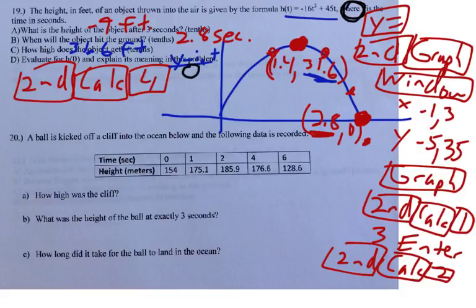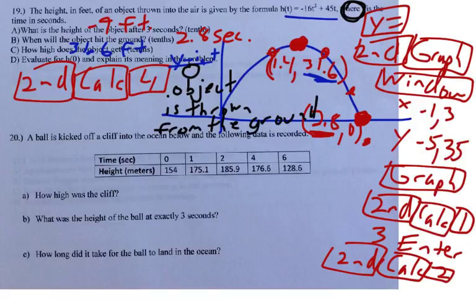So that means that the object is thrown from the ground. That would be answer D. The object is thrown from the ground. So it's not above the ground, it's not below the ground, it's actually right on the ground from where it's released from. And that's what it means for D.